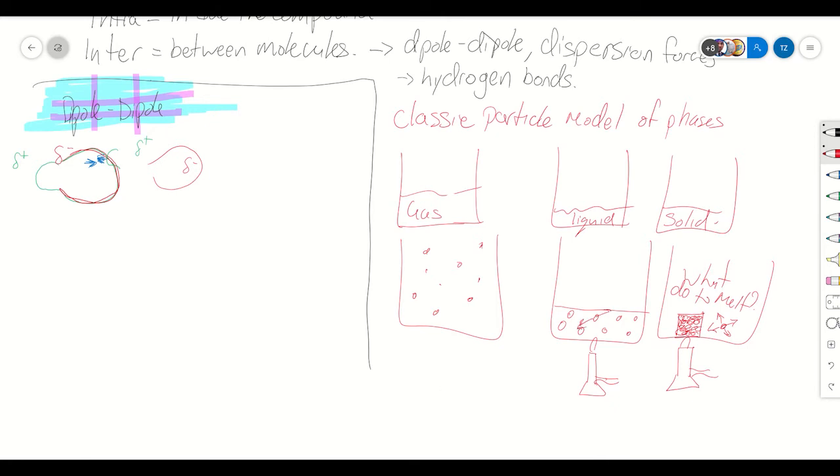Which means that these molecules, which are already further apart than these ones because they've got more energy and are moving around more, now start to move around even more.